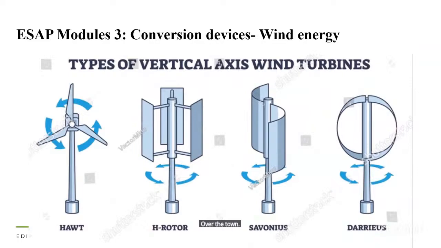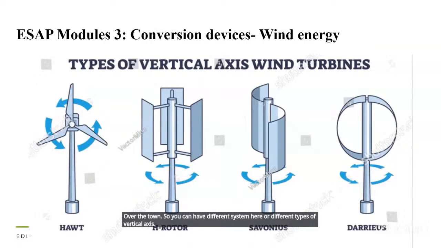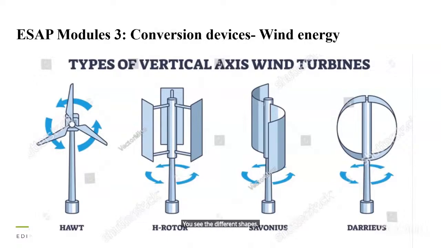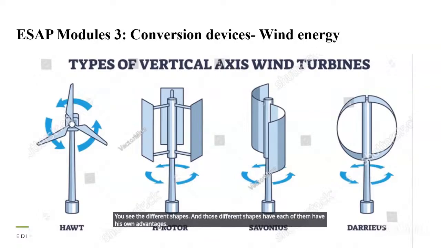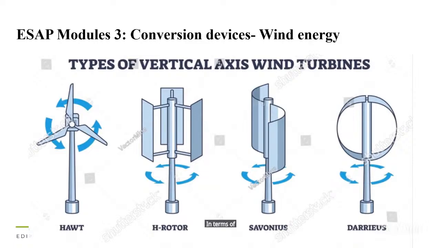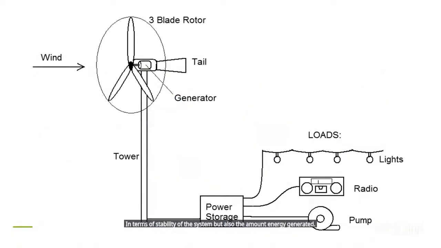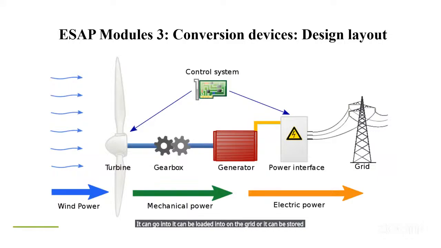So you can have different systems here, or different types of vertical axis. You see the different shapes, and each of those different shapes has its own advantages in terms of stability of the system, but also the amount of energy generated. So this is just a summary to show that once power is generated, of course, it can be loaded on the grid, or it can be stored. So this is the same message here.